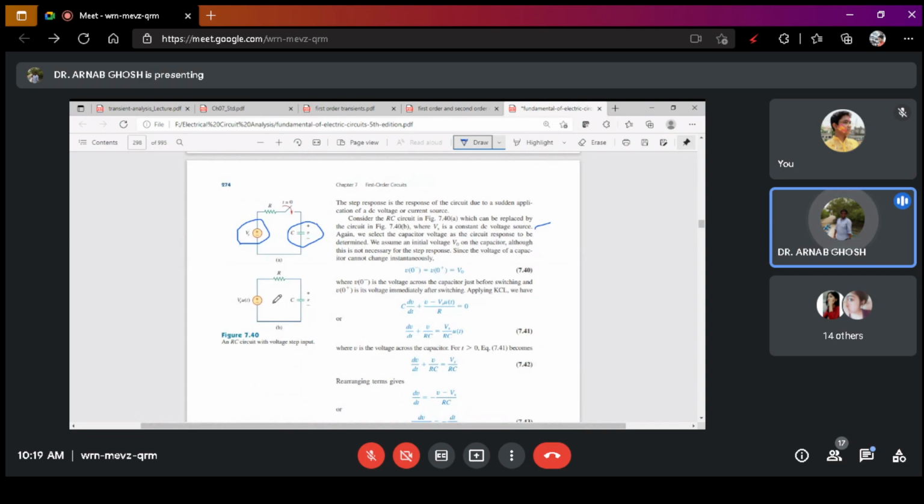What are we applying here? We are applying KCL here, in the RC circuit. So what is the current across the capacitor? It is C dV by dt, where V is the voltage across the capacitor.